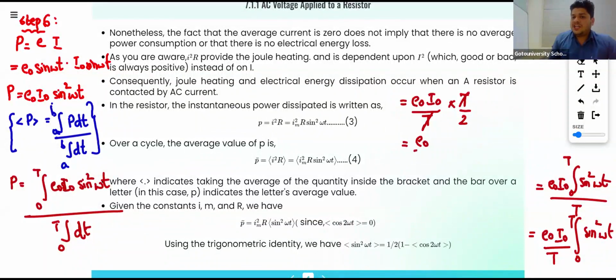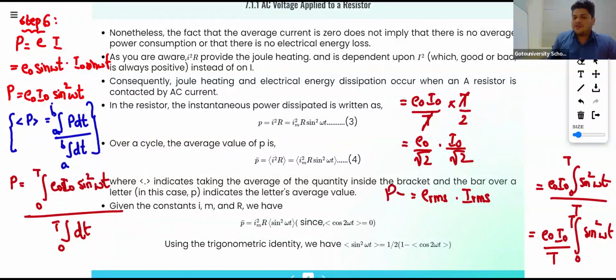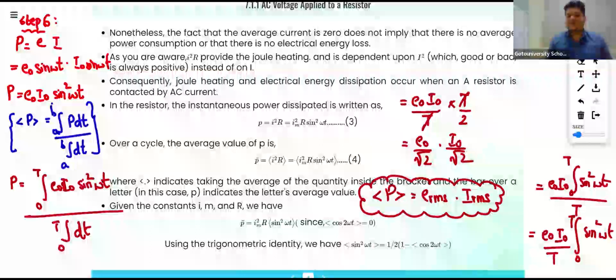So can you write E naught as E naught upon root 2? Yes, you can write. Can you write I naught as I naught upon root 2? Because root 2 into root 2 is 2. So E naught upon root 2 is ERMS, and I naught upon root 2 is IRMS. So your average power formula is E into I, that means ERMS into IRMS.